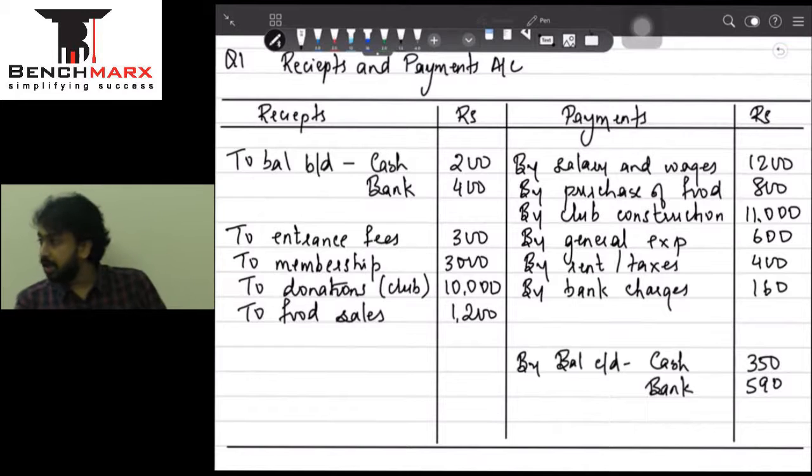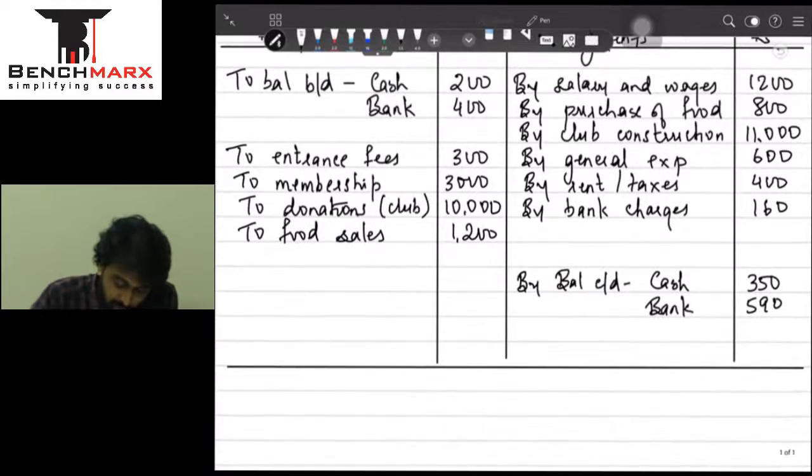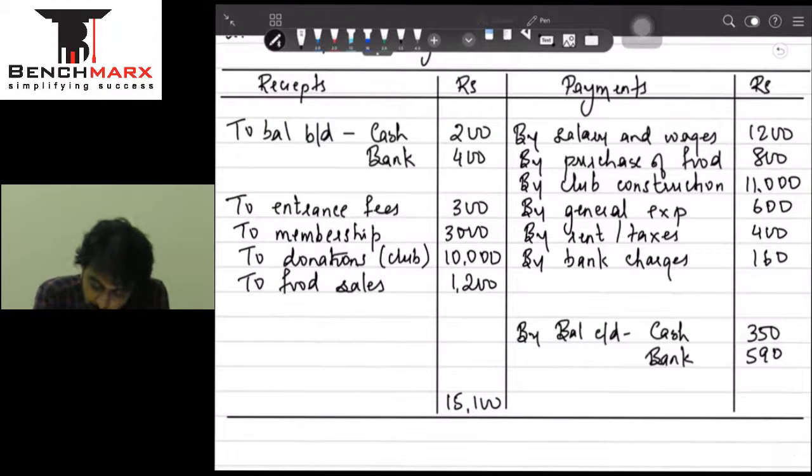The RNP account should tally, and I have left my calculator somewhere else. So as I said, the RNP account has tallied at 15,100.